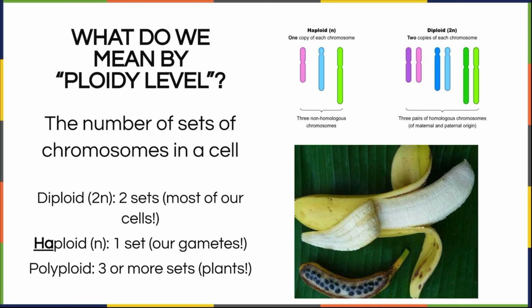So diploid means 2 sets of chromosomes. The nomenclature to signify diploid states is 2N, and that means you have 2 sets of each chromosome.